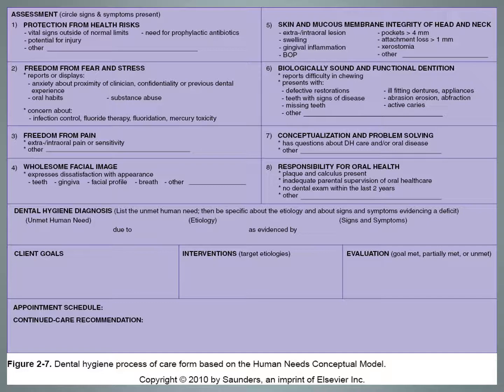And then evaluate. We always have to find out, did the patient meet the goals, their goals? Did their plaque score go down? Are they now flossing? Are they now using the brush properly? Are they using any interdental aids? So that is ADPIE. We assess, we dental hygiene diagnose, we plan, we implement, and we evaluate. That is the process of care.